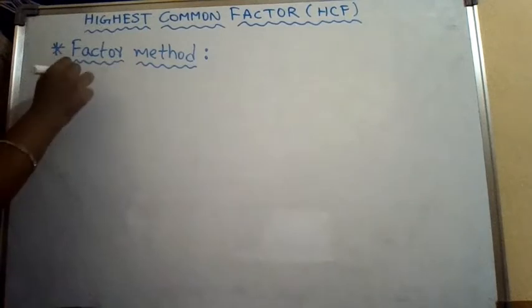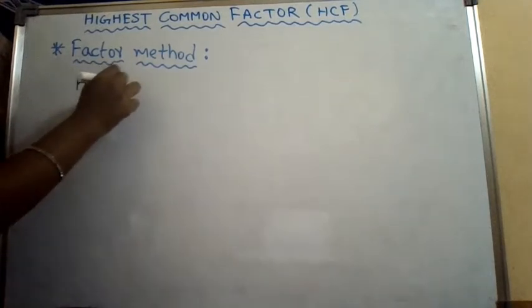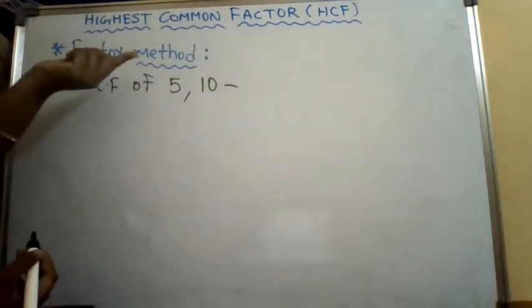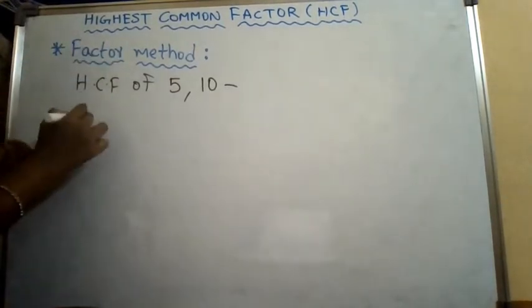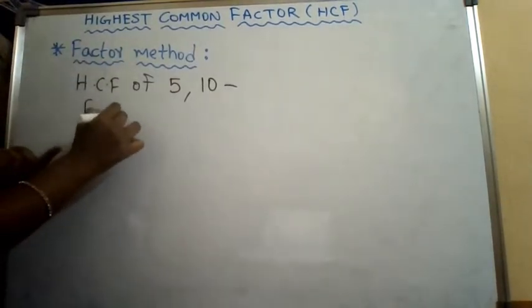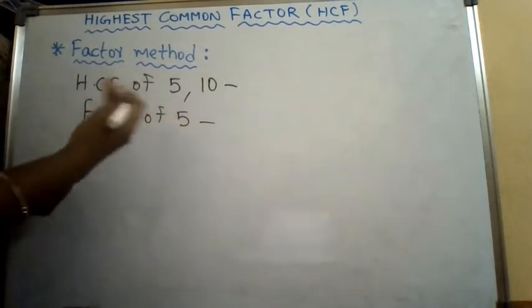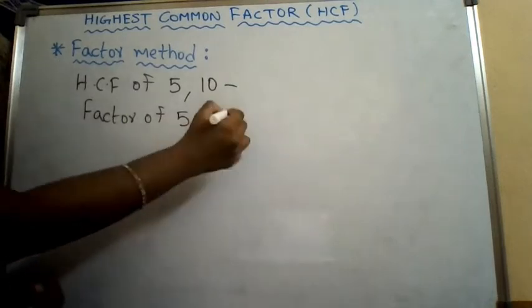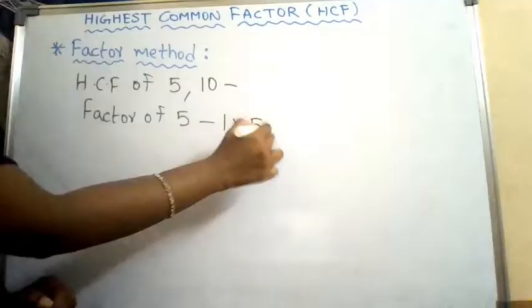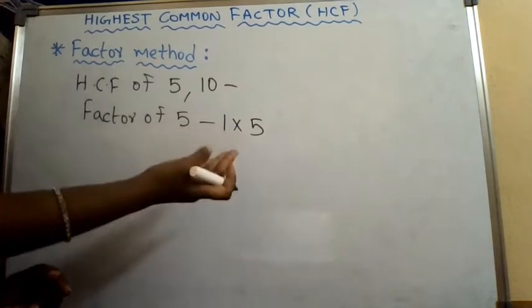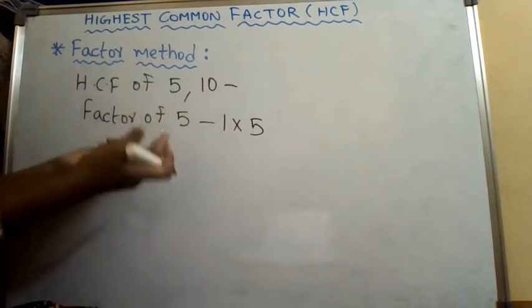Now we will find the HCF of 5, 10 by using the factor method. The factor method is nothing but first you find the factors of 5. So 5 will go in how many factors? You will write it as 1 into 5. Yes, only 1 into 5. Other than this we don't have any other table that has 5 as a factor.